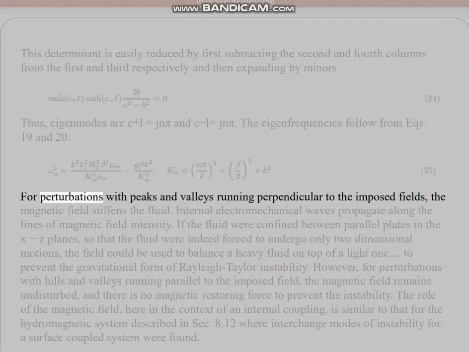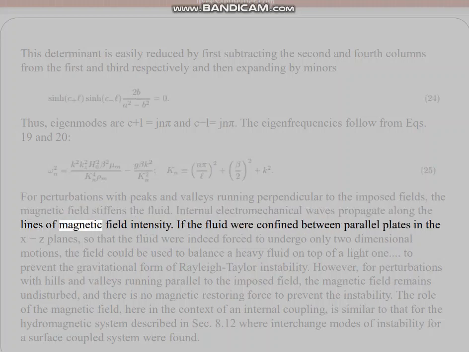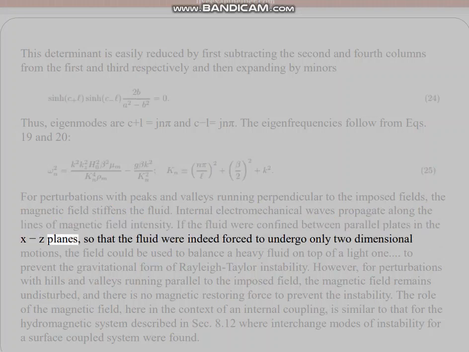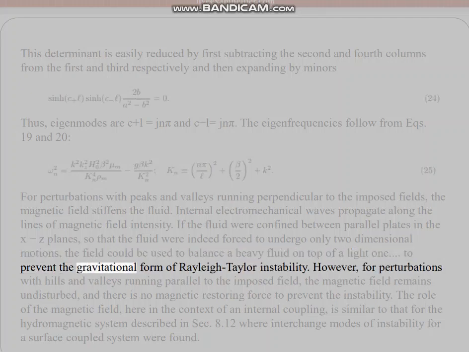For perturbations with peaks and valleys running perpendicular to the imposed fields, the magnetic field stiffens the fluid. Internal electromechanical waves propagate along the lines of magnetic field intensity. If the fluid were confined between parallel plates in the x-z planes, so that the fluid were indeed forced to undergo only two-dimensional motions, the field could be used to balance a heavy fluid on top of a light one, to prevent the gravitational form of Rayleigh-Taylor instability.